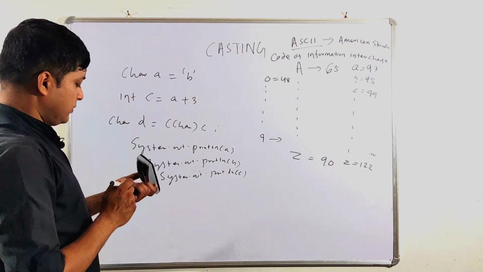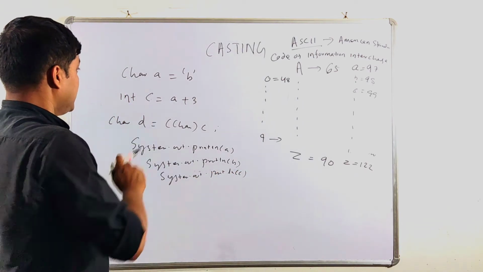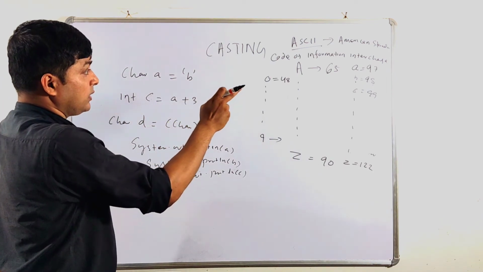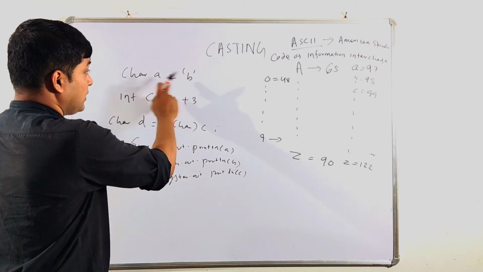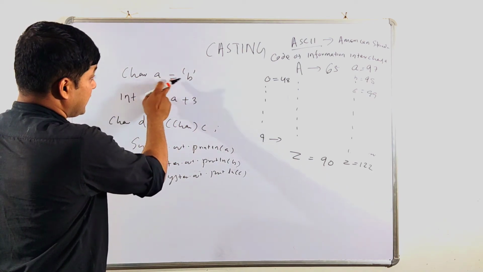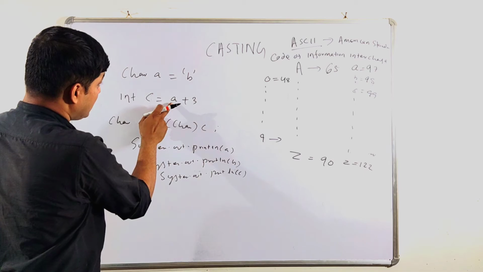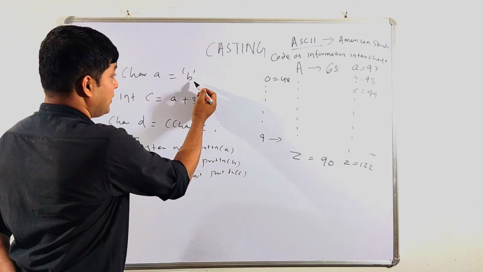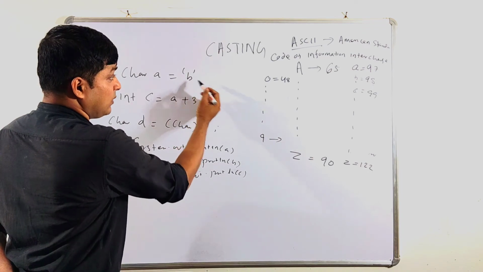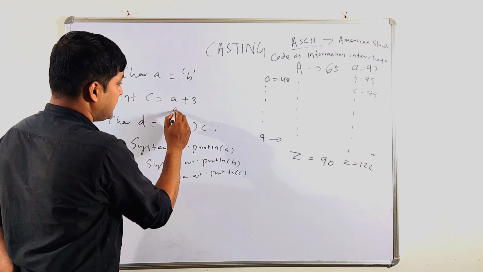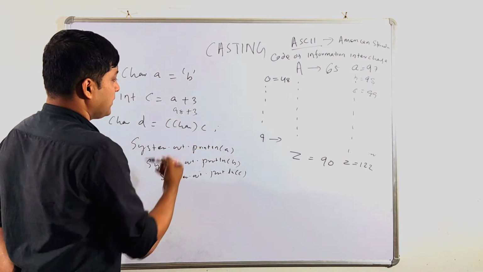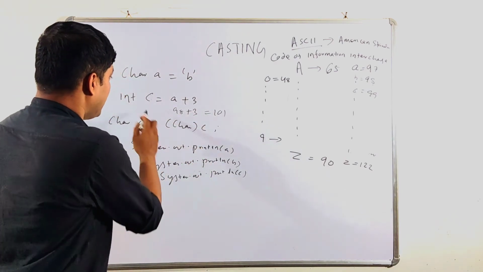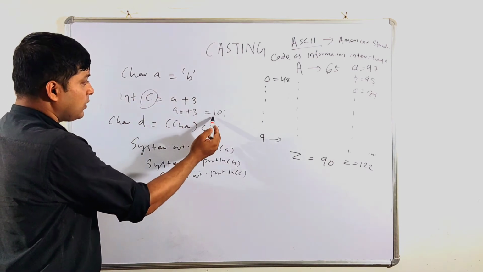So how will we calculate? First you have to write char a equal to 'b'. What is the value of b? Small b equals 98. So a equals 'b'. When you convert the character into integer format, it will take its ASCII value. What is the ASCII value of b? b equals 98. So 98 plus 3 equals 101. So what is the value of c? c value equals 101.